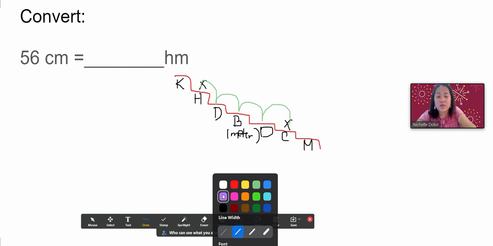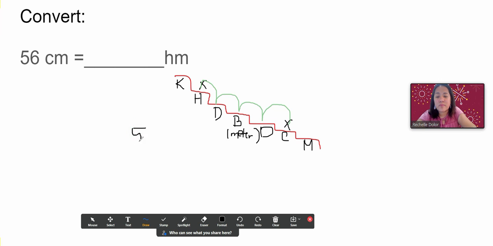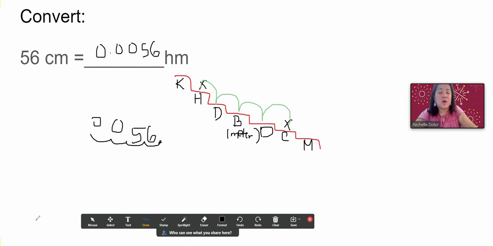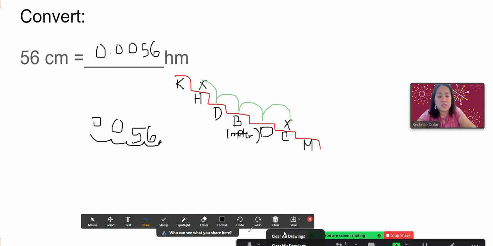So what we need to do is 56. The decimal point will be here. So move to the left 4 times. 1, 2, 3, and 4. Okay. So you have now 0.0056 hectometers. So as you can see, when the units get bigger, the numbers get smaller. Okay. So you will notice that for more work, whenever you convert numbers or units.